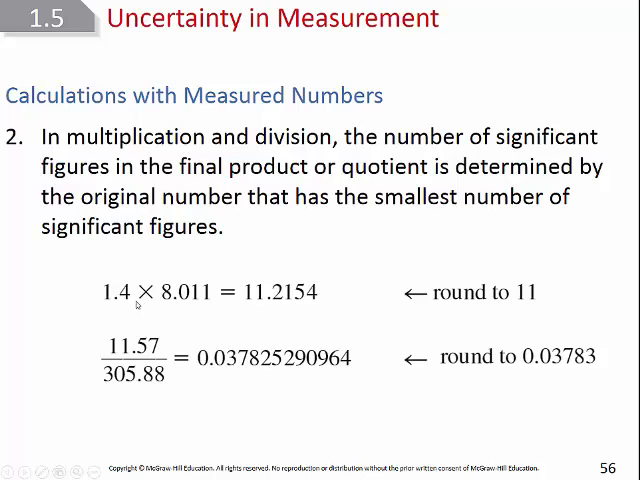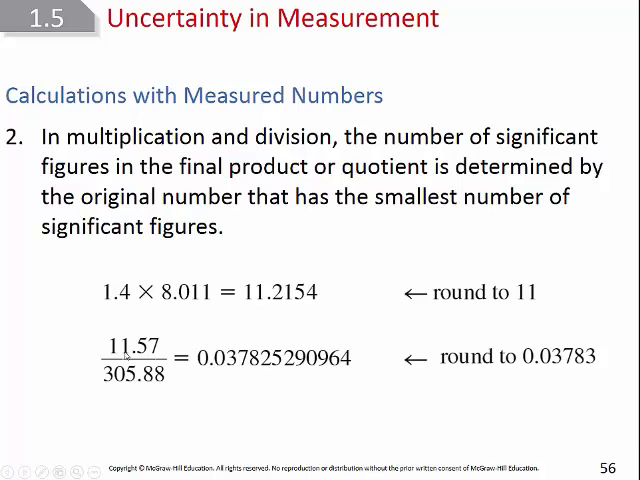So in this number, my first number has 2 significant figures, my second number has 4 significant figures. So I cannot have more than 2 significant figures. So 2 versus 4, pick the smaller number of significant figures, which is 2. So I need 2 significant figures. So 1, 2, leave off the rest. I just have 11 for that number.